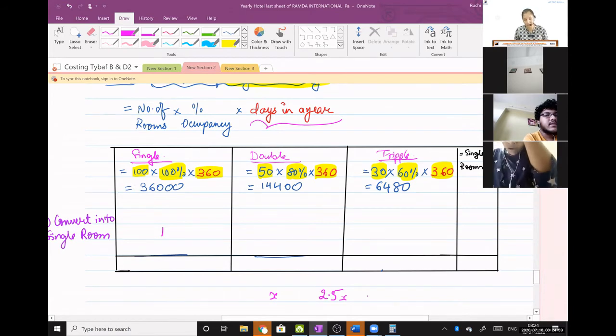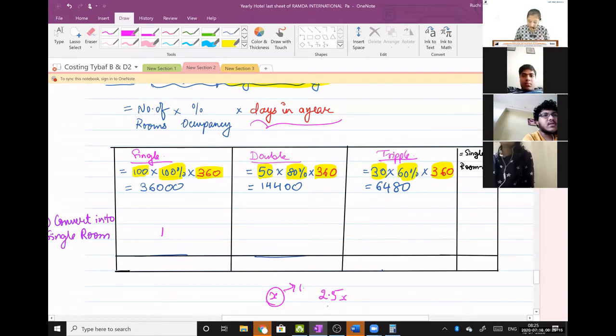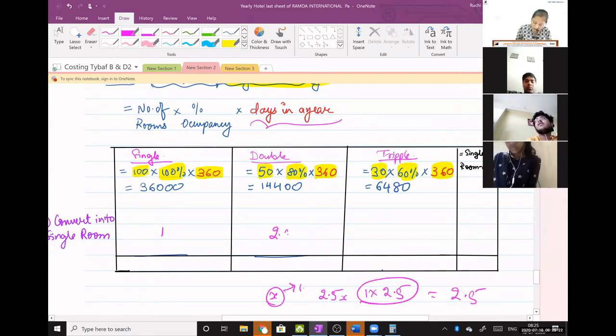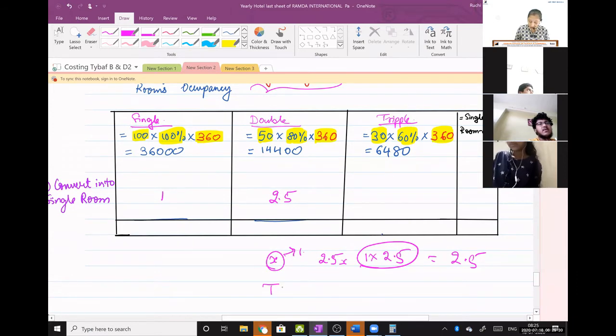Are you understanding? Yeah, like this. So this x, I'm taking it as 1 because 1 does not change the answer. If you multiply anything with 1, it keeps the answer same, right? 1 twos are 2, 1 threes are 3, like this. So if I multiply 1 into 2.5, it doesn't change. It will be 2.5 only. So you are right on 2.5. Clear? Okay. Next, for triple room, what they have said, it is twice of the double room.